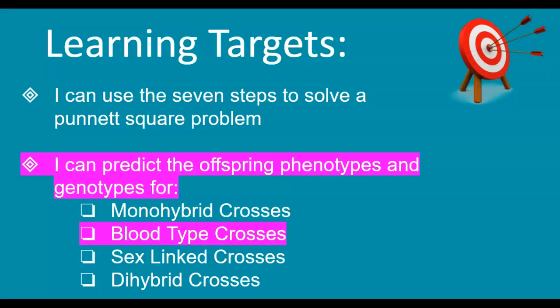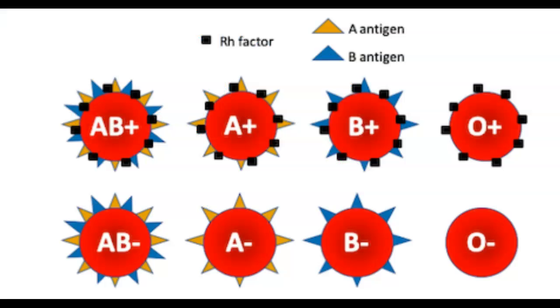So here's our learning target. I can predict the offspring phenotypes and genotypes for blood type crosses. And you see there, we're going to be learning about some other crosses as well. But today, for now, we're only going to focus on blood type.